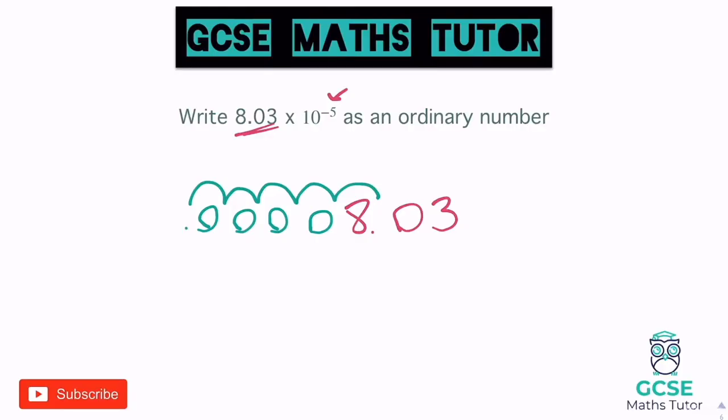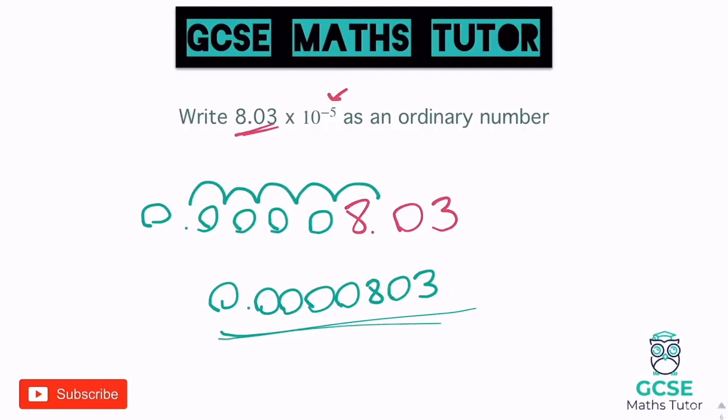Obviously we just need to tidy this up because we would normally write this with a 0 at the front. So tidy that up with a 0, and let's rewrite actually what we've got here. So we've got 0.0000 and then 803. And that is my final answer there for writing that as an ordinary number.